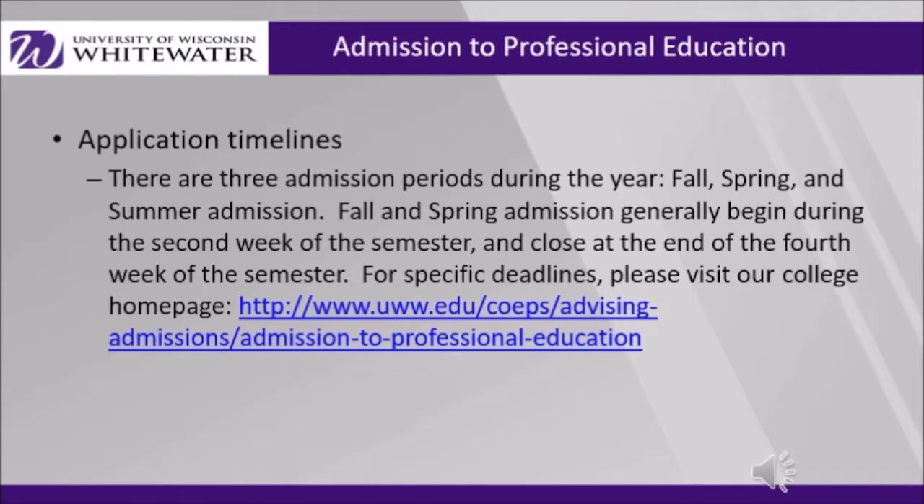There are specific time periods to apply to the College of Education and Professional Studies. Generally speaking, admission periods in the fall and spring semesters will begin around the second week of the semester and close at the end of the 4th week of that semester. Summer admission is a bit different than fall and spring admission, so please visit our website for summer admission dates.